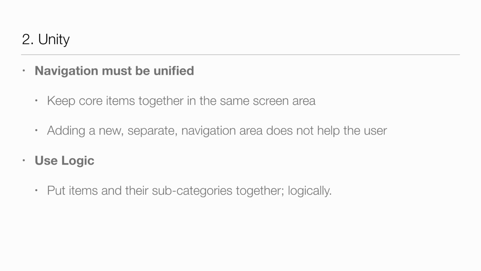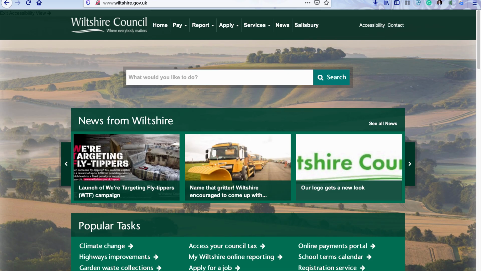Now, you can add new navigation areas all over the place, but that doesn't make life easier. Having 3 or 4 or 5 different kinds of navigation structure is not helping anyone. It's just going to confuse them. So you've got to use logic and put subcategories together. This is an example of Wiltshire County Council website.